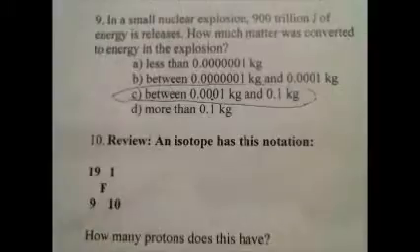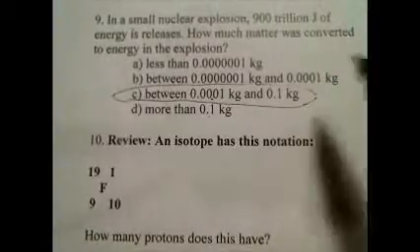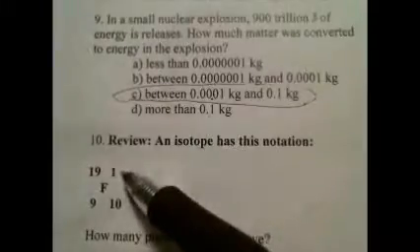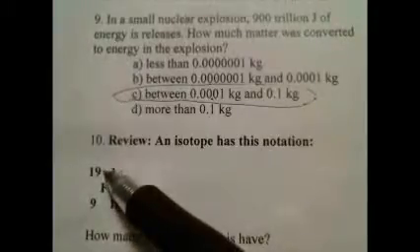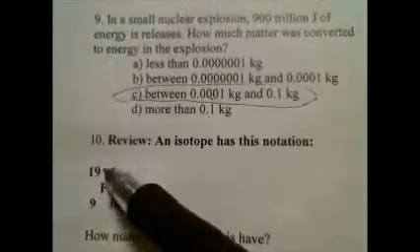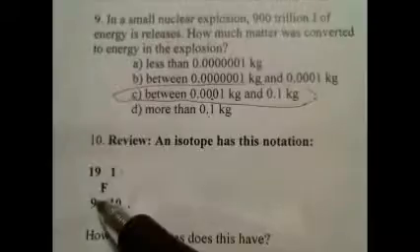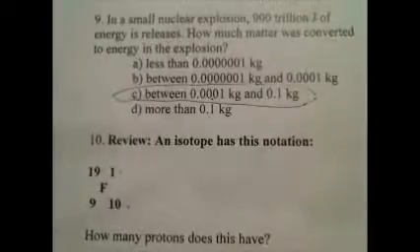Number 10. An isotope has this notation. How many protons does it have? Remember the top right is the net charge. Bottom right is the number of neutrons. Top left is neutrons and protons together, total things in the nucleus. And this down here is the number of protons. So option C is the right answer.